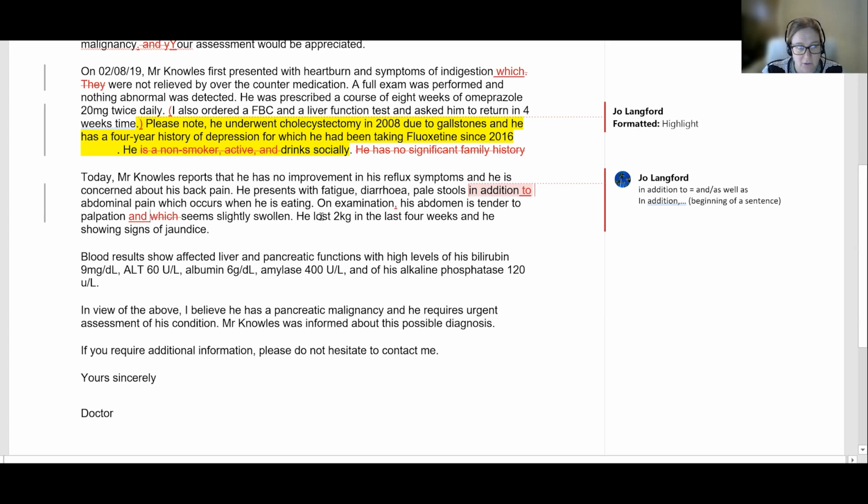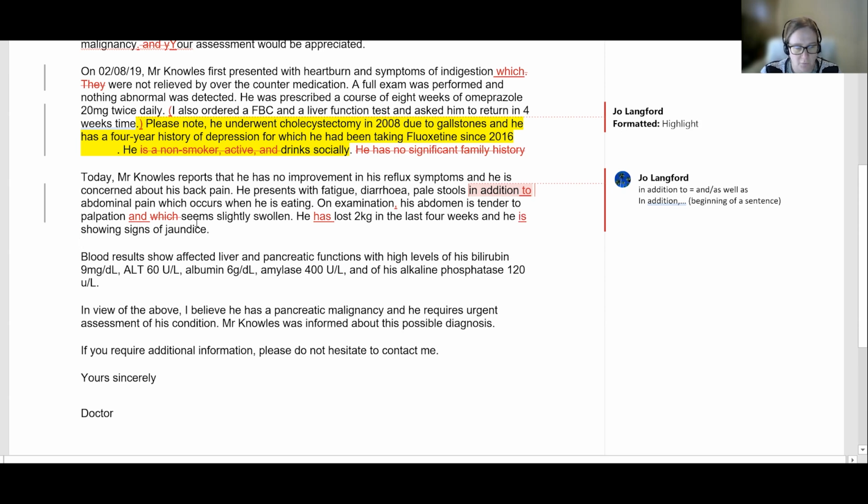Okay. He lost 2 kilograms in the last 4 weeks and he's showing signs of jaundice. Okay, this is the wrong tense. So have a think about what it should be. So if we're talking about the last 4 weeks, it's past to present. So we don't want to use past simple here. That's right. We want to use present perfect. He has lost 2 kilograms in the last 4 weeks and we're missing a verb here. He's showing signs of. The correct phrase, he is showing signs of jaundice.